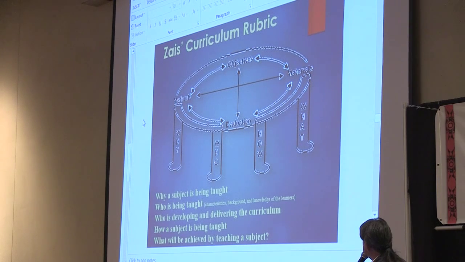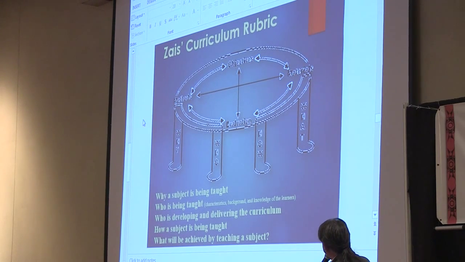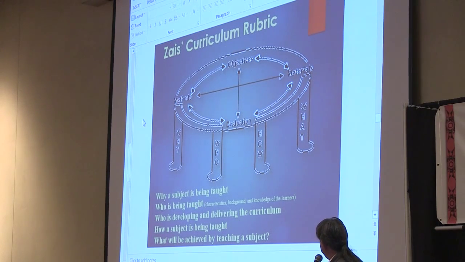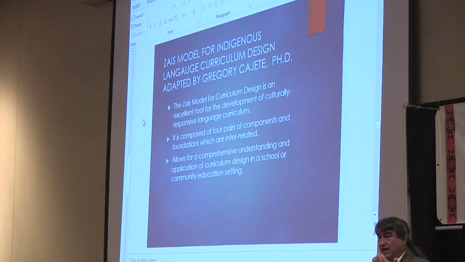This is what's called the Zaius evaluation materials, methods and objectives. So why a subject is being taught is one of the first questions. Who is being taught? Who is developing and delivering the curriculum? How a subject is being taught, and what will be achieved by teaching a subject. So these are just ways we talk about curriculum in education, but actually the very simple way to think about curriculum is that it's a plan. It's a plan of how you're going to teach something.